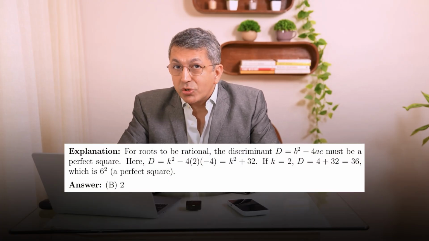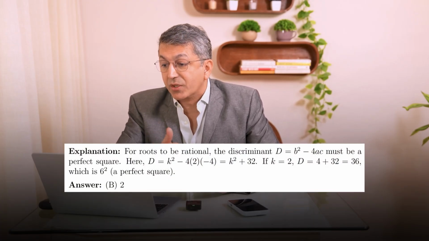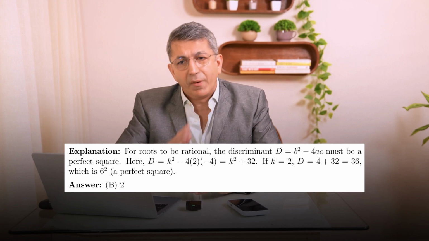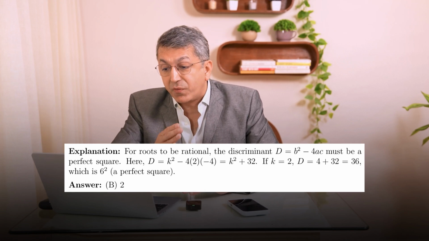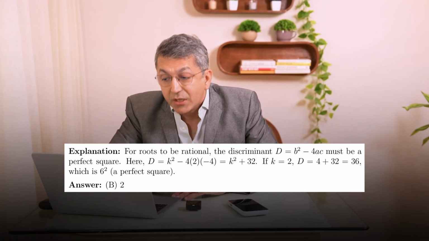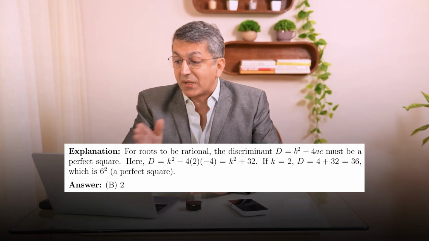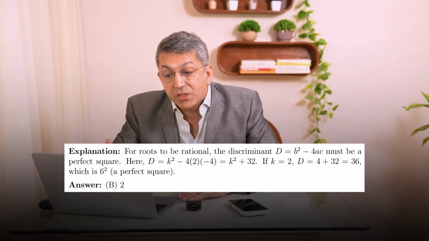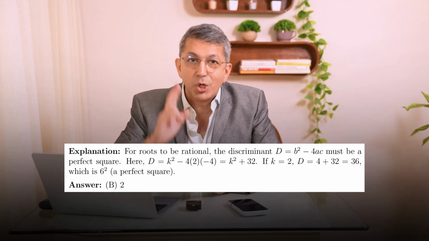Explanation: for roots to be rational, the discriminant D = b squared - 4ac must be a perfect square. Here, D = k squared - 4(2)(-4) = k squared + 32. If k = 2, D = 4 + 32 = 36, which is 6 squared, a perfect square. So the answer is B, 2.